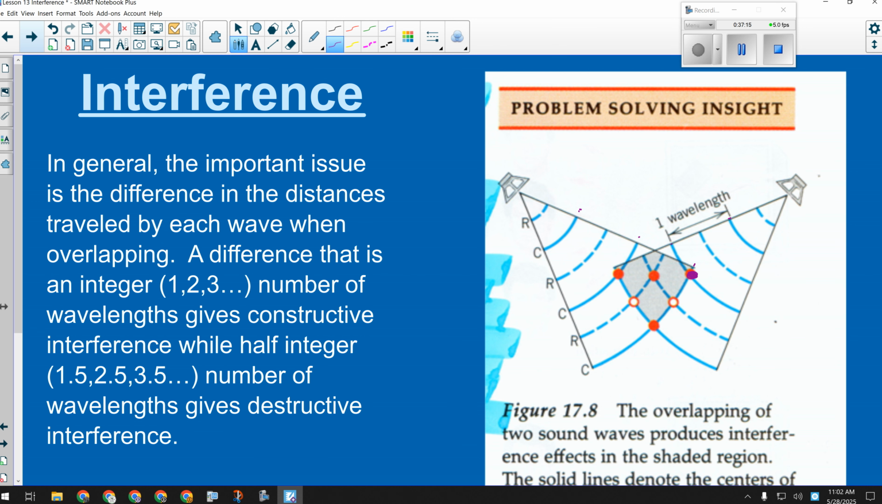All right, what will this person do? Virginia, what's that person going to hear? Destructive, okay? Because from this speaker here, they've gone 1, 2, 3 wavelengths, but from this speaker, 1, 2, and a half. 3 minus 2.5 is 0.5. They're out of phase because they're half a wavelength out. All right. Everybody good with that idea?